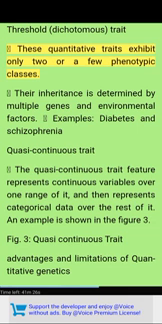These quantitative traits exhibit only two or a few phenotypic classes. Their inheritance is determined by multiple genes and environmental factors. Examples: diabetes and schizophrenia. Quasi-continuous trait.